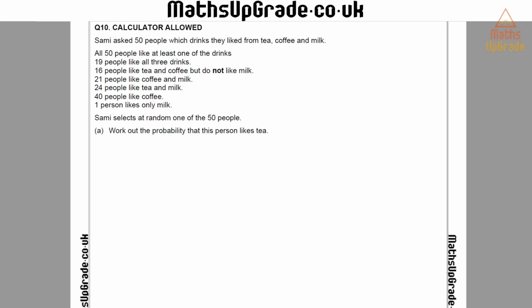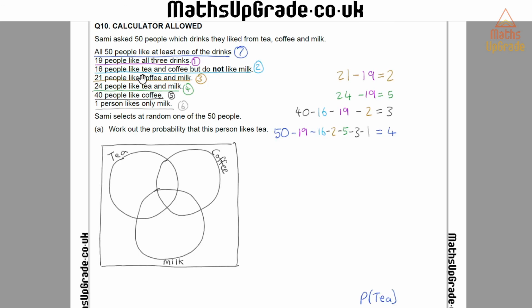So the final question in the booklet gives us some information here, and we're asked to find the probability that the person likes tea. So again, this question involves Venn diagrams. I wouldn't use two-way tables because some people drink more than just one drink. So we're going to start to draw a Venn diagram. So clearly it's going to be tea, coffee and milk.